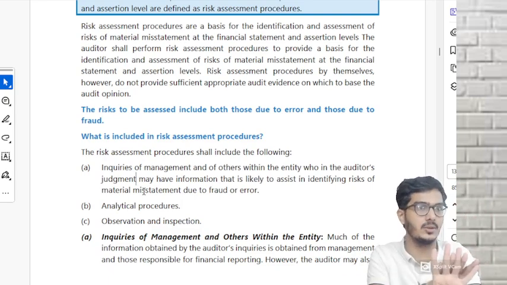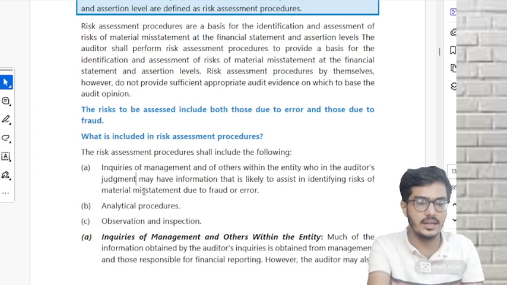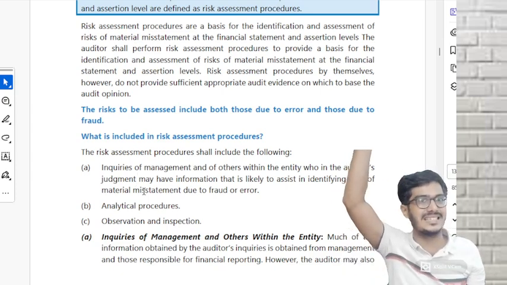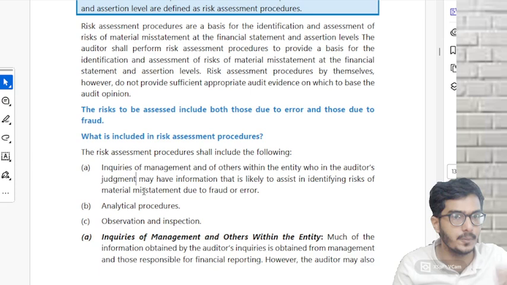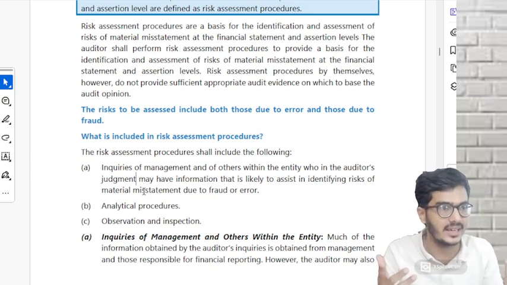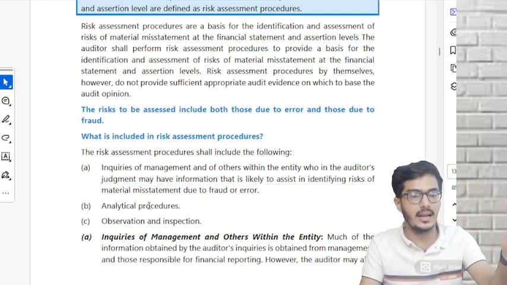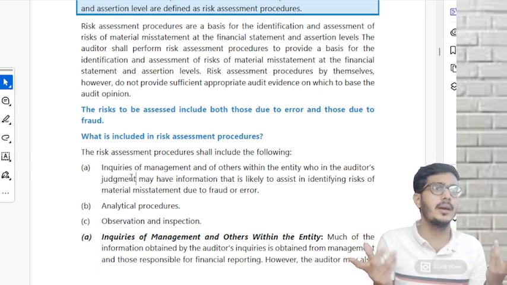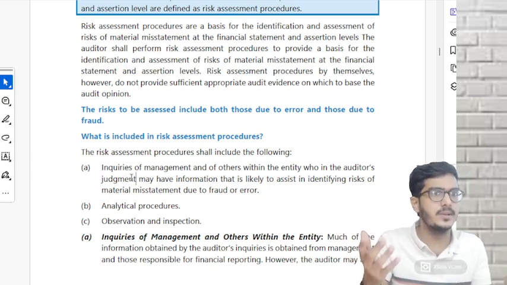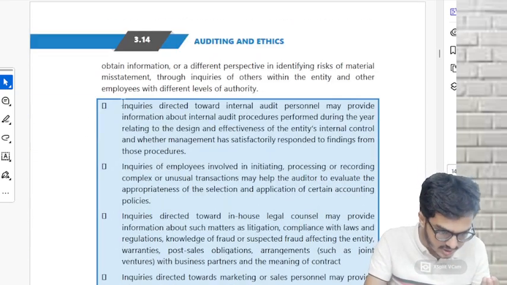So if they ask an MCQ, under RAP, what are those covered under RAP? They'll give you 3 from here, and one they'll give you something else. Pick the odd one out. Understood? So if you want to perform RAP, that means if you want to understand the entity, environment, internal control, what are the 4 things which are covered? Inquiry, analytical procedures, observation, inspection. Inquiry is very simple. Whom will you inquire? Management. Any person who's within the entity. Correct or not?